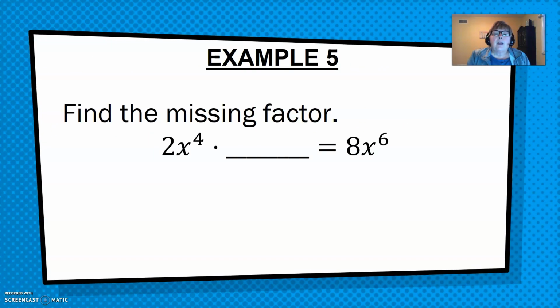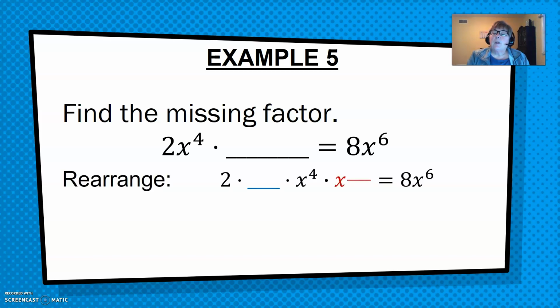Here's another one like that. 2x to the fourth times some number equals 8x to the sixth. Again, I'm going to rearrange. So I know that 2 times something is going to equal 8, and x to the fourth times x to some number is going to equal x to the sixth.